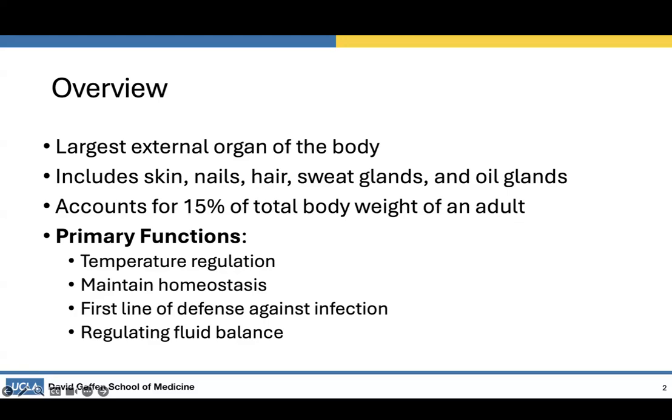While the integumentary system has many functions, the primary functions include temperature regulation, maintaining homeostasis, serving as the first line of defense against infection, and regulating fluid balance. We will spend some time reviewing these functions in greater detail throughout this presentation.